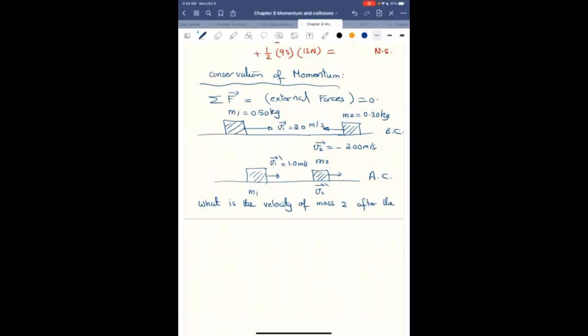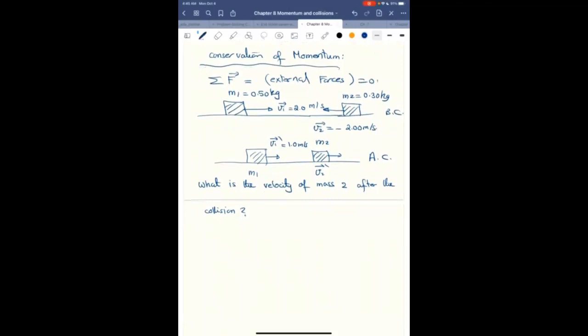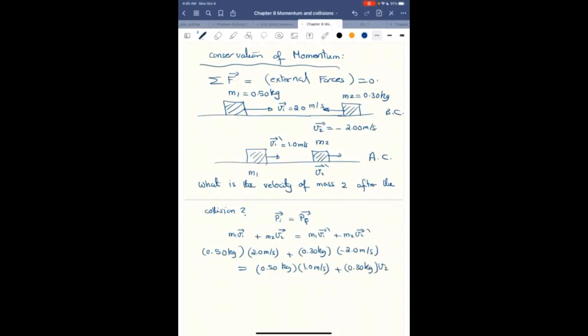after the collision? Remember, here we are going to add momenta as vectors. Okay, then M1 V1 plus M2 V2 equals M1 V1 prime plus M2 V2 prime. And I know that this one is 0.5, this is 2, this is 0.3, and don't forget the negative for mass 2, and the final 0.5 kilograms times 1 meters per second plus the 0.3 kilogram times the V2 prime.